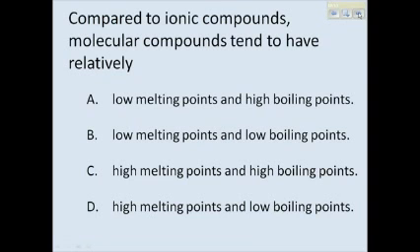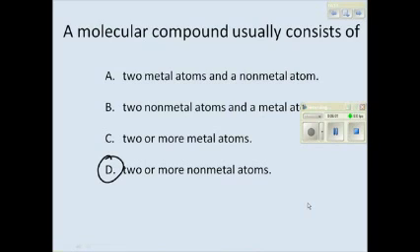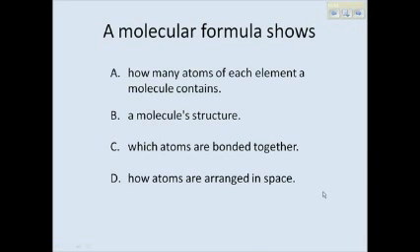So, some questions, and I already have the answer circled, unfortunately. Compared to ionic compounds, molecular compounds tend to have relatively low melting points and low boiling points. A molecular compound usually consists of, you can read the selections, and your proper answer should be 2 or more nonmetals. Our last question: a molecular formula shows, and your selection, how many atoms.